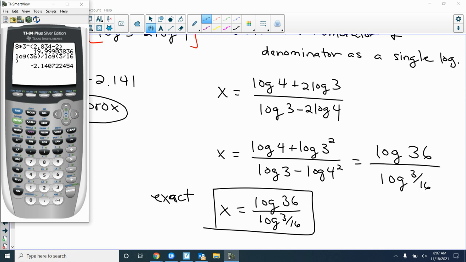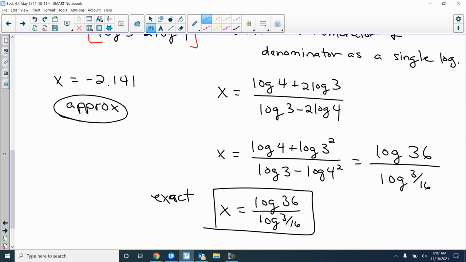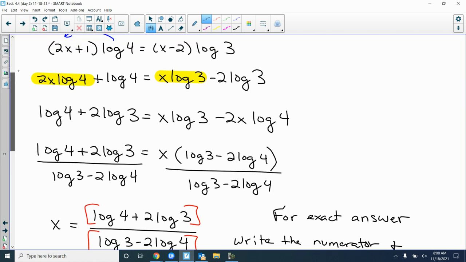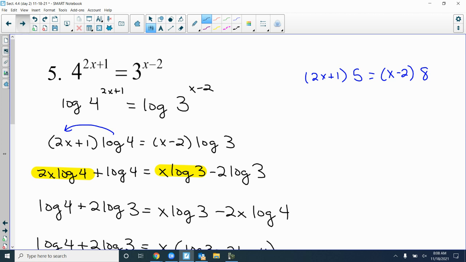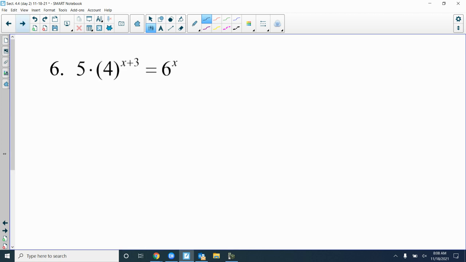So you got exact, you got approximate. Okay, exact and approximate. All right, so yeah, these get messy. Right. Now I throw a constant out in front. These are not short problems. So if you've got like 2 lines on your piece of paper, that won't work really well.